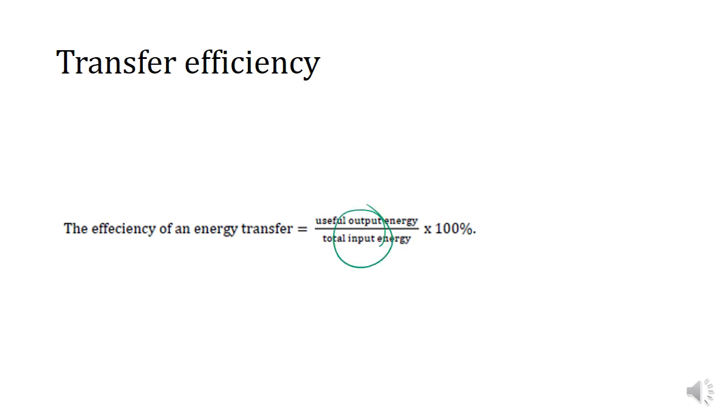versus the inputted energy. So it's basically output divided by input times 100. It gives us, as you can tell, a percentage. So what percentage of the energy I put in actually came out in a useful form, in the form that I wanted it to be in? Okay, let's continue on.